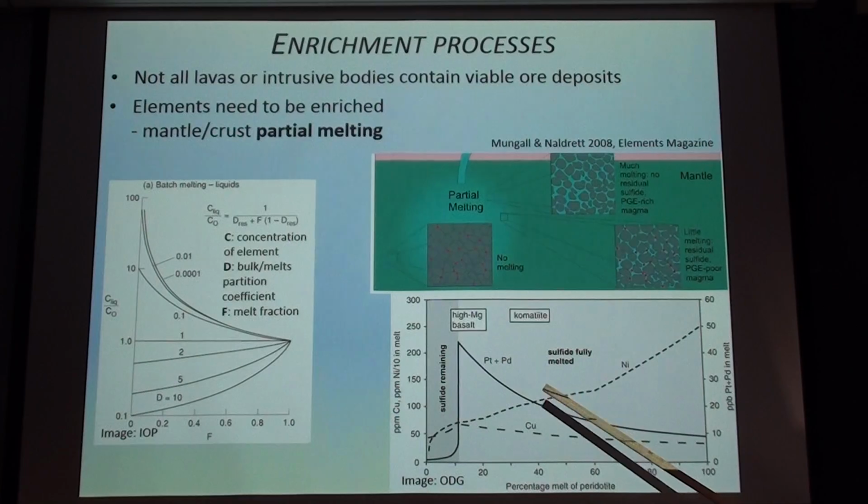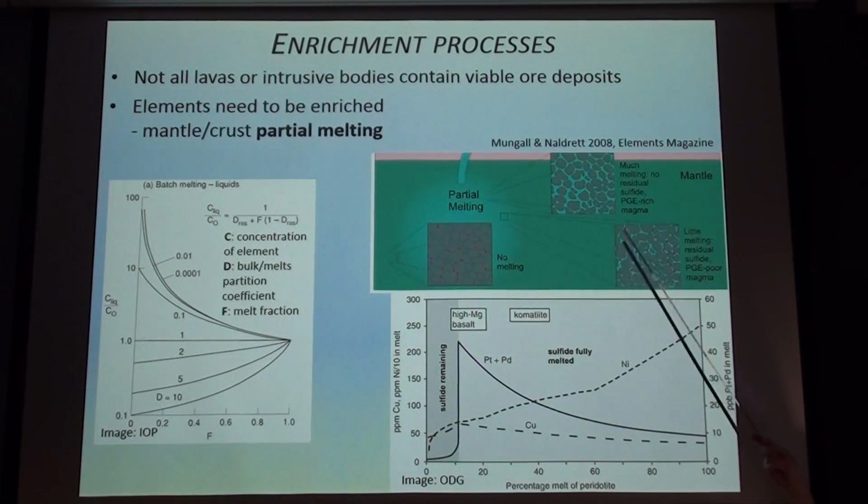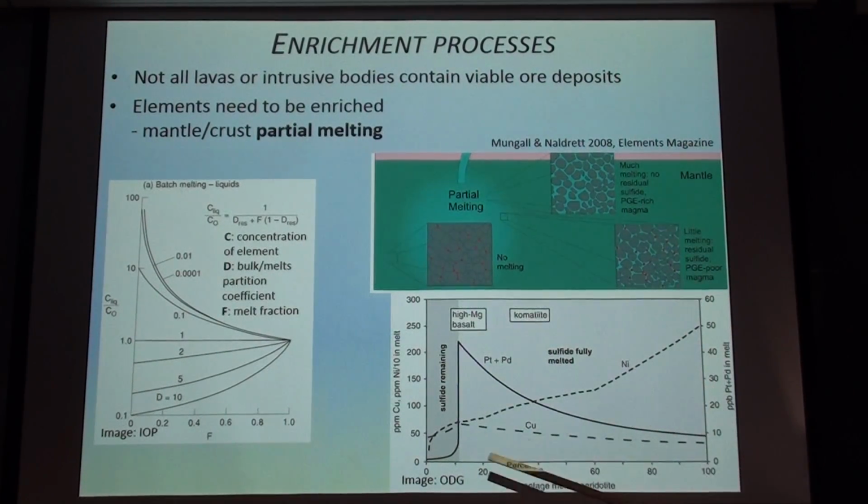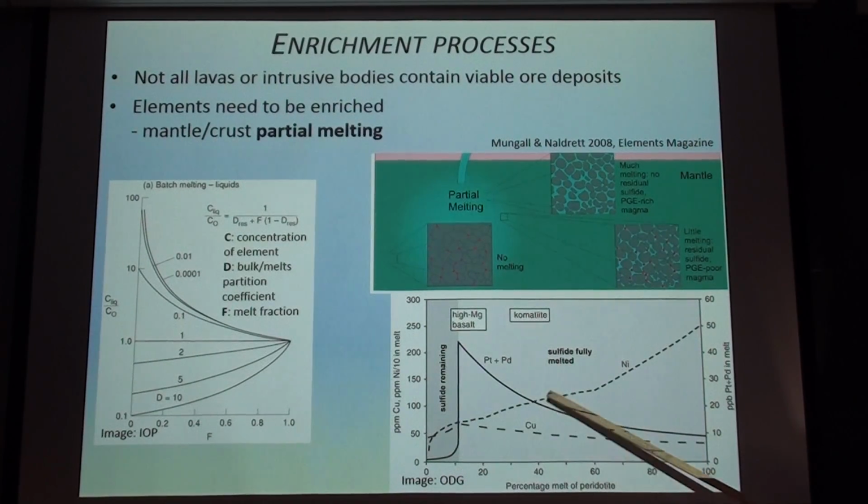On the other hand, nickel likes to reside in the residual silicates, and we need to melt more and more of them to increase the concentration of nickel in the magma. Can everyone follow me? Yes? Last one, please. No? We'll come back to it.